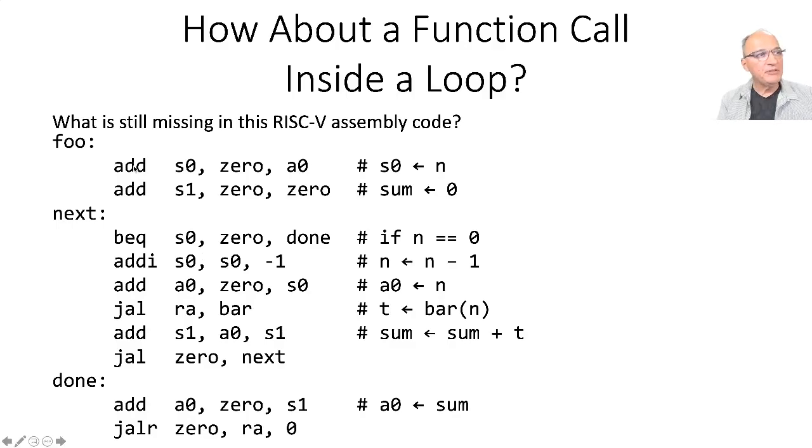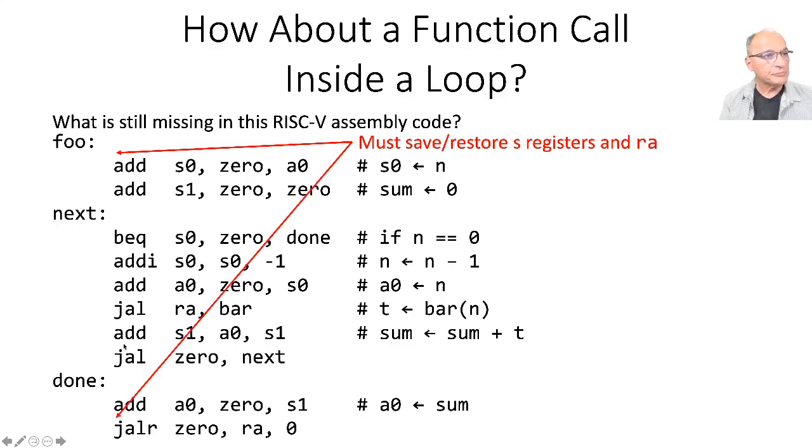The other problem is that foo is making an invocation to bar. Therefore, foo must save the return address when it first starts, and then must restore the return address before it ends, because if I don't do that, this return here will return to this instruction, and I'll create an infinite loop. So how do I solve that?